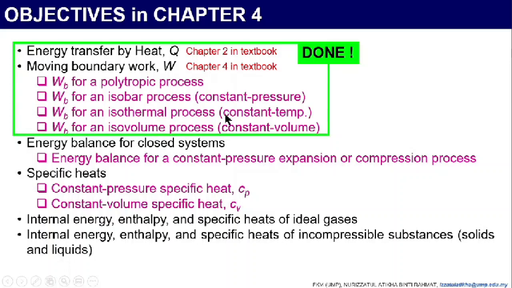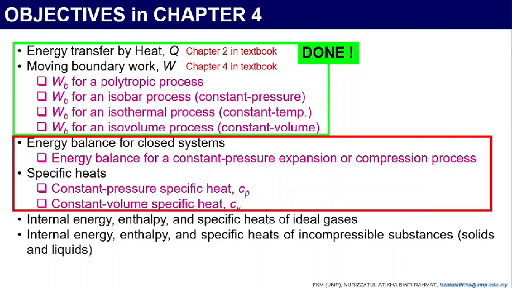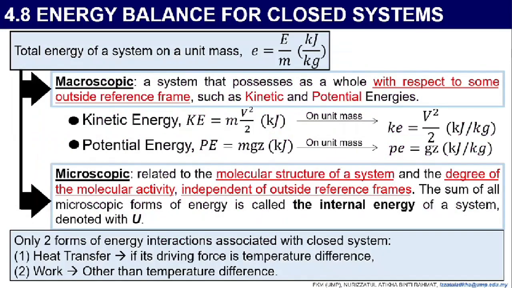Alright, next let's continue with energy balance for closed systems, where we will learn about the energy balance for a constant pressure expansion or compression process. So now, the energy balance for closed systems. Last time we already learned about closed systems. In this topic we will discuss the energy balance equation specifically for closed systems. We already know that in a closed system the energy can cross the system boundary. However, mass cannot cross or enter the system boundary.